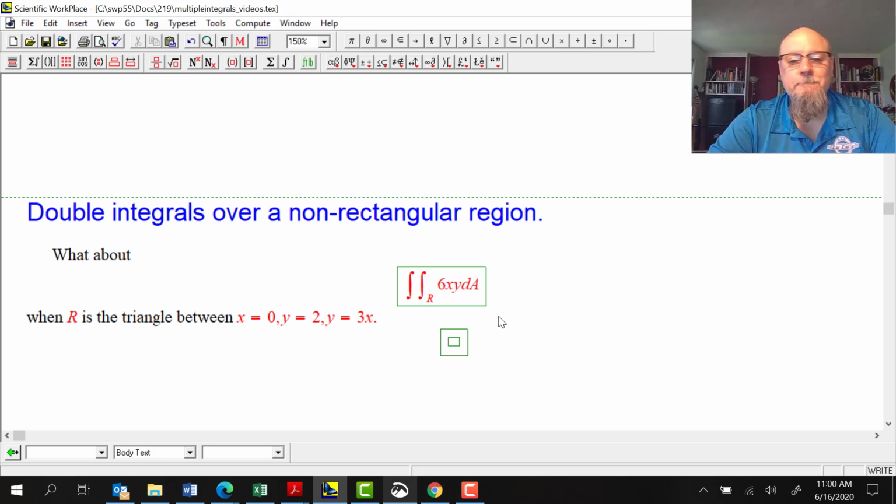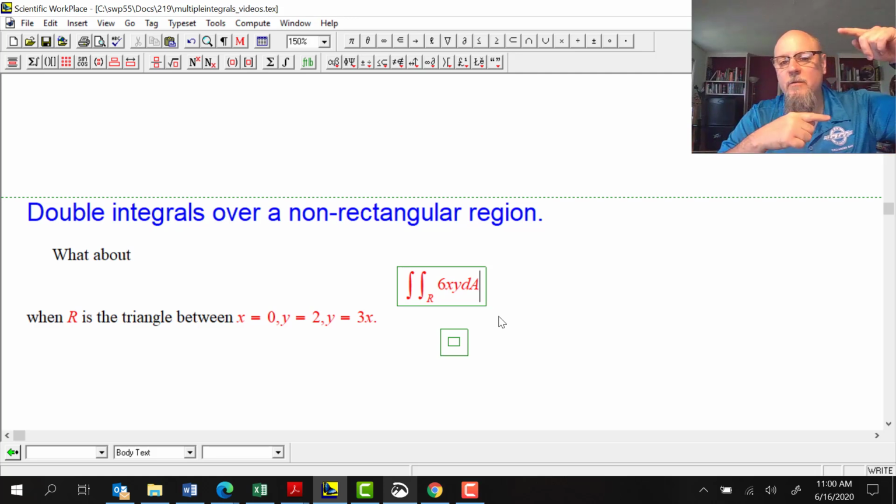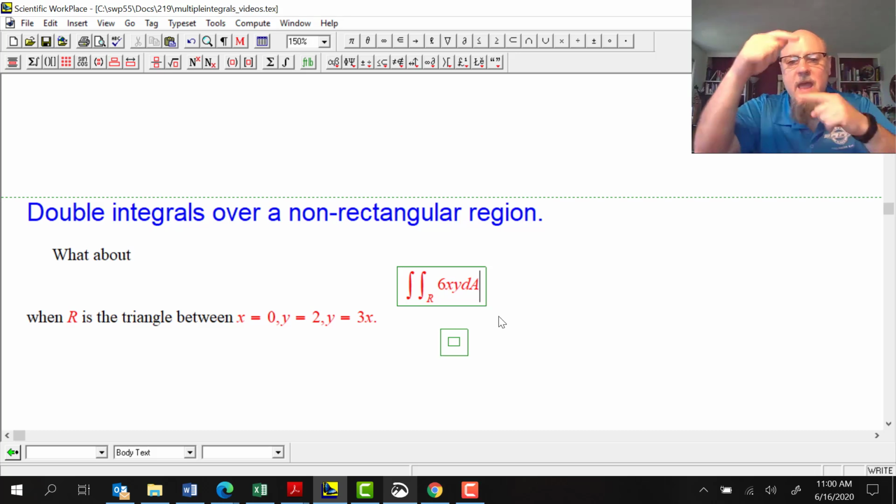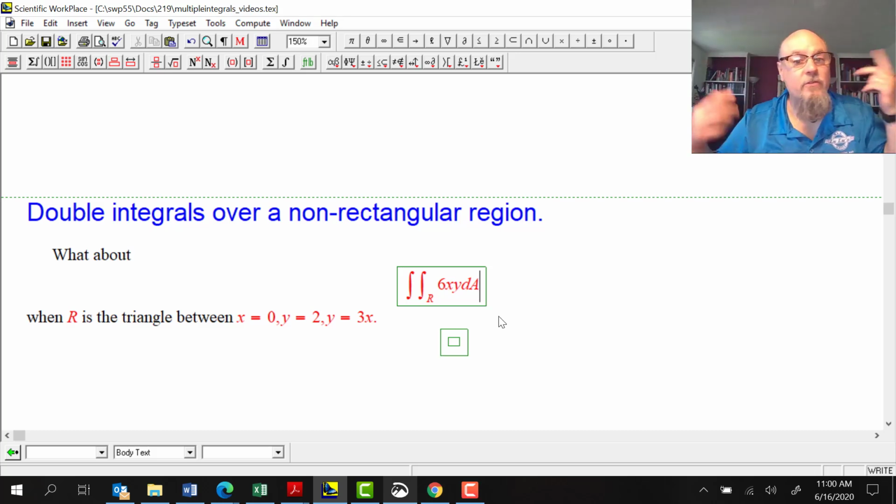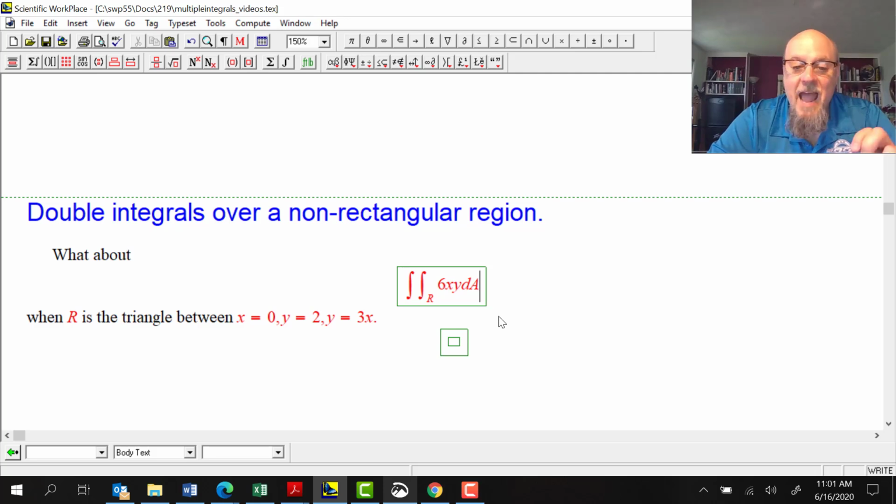With the rectangle, it didn't seem to make any difference, really, right? If we switched from dx dy to dy dx, all we did was make the endpoints on the inner integral the endpoints on the outer integral. We just switched those. For a non-rectangular region, we have to slow down and be careful, and you have to draw the picture. The place I see people messing up is they try to do everything in their heads without drawing it, without writing it down.